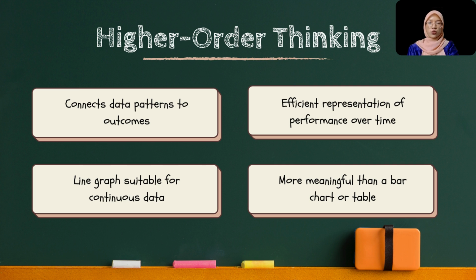This task also involves higher order thinking skills. It connects data patterns to outcomes, meaning we learn from past performance to predict future actions. The line graph is the best choice because it shows continuous data over time, unlike bar charts that ask for separate categories. It provides a clear picture of Amir's progress and helps him plan even better. For instance, athletes or students often use line graphs to track their improvement and set realistic goals.